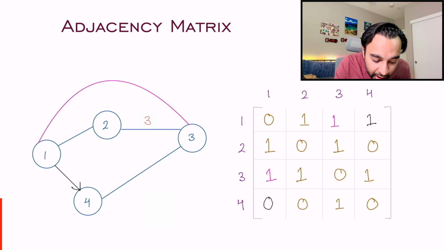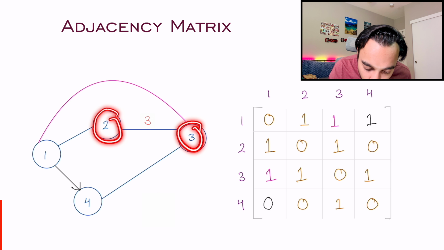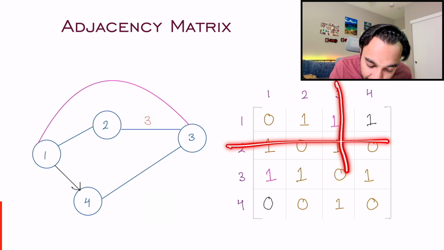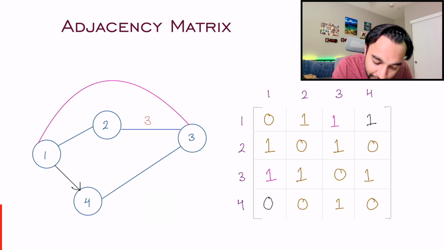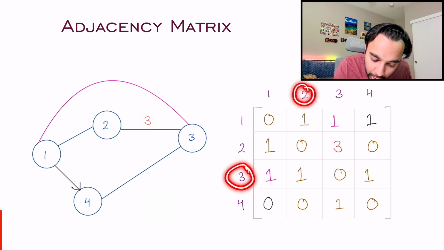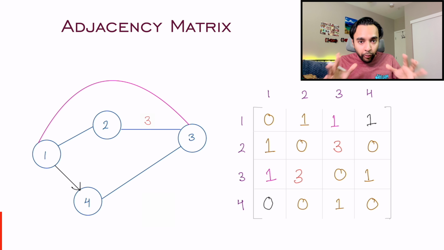Just look at node 2 and node 3. Currently, you have written a 1 over here. But since this is a weighted edge, what you can do is write down a 3 over here. And similarly, for node 3 and node 2, you also need to update this value. What did we just do? We took care of the fact that this adjacency matrix can handle a weighted graph as well.